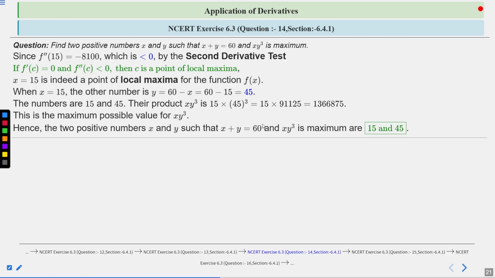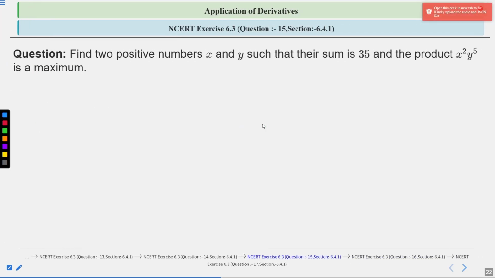Now let's move to the next part. NCERT exercise 6.3, question number 15. Let us see. Find two positive numbers x and y such that their sum is 35 and their product x square y to the power 5 is the maximum.